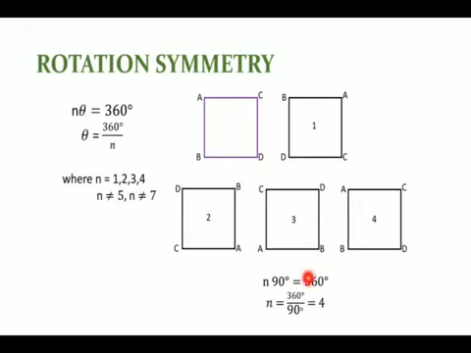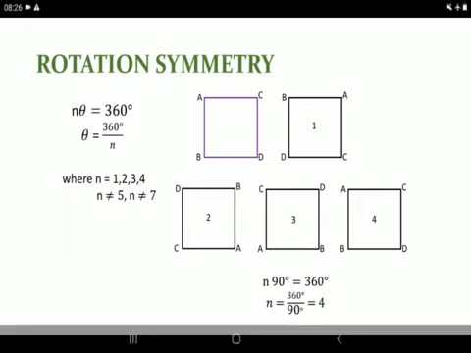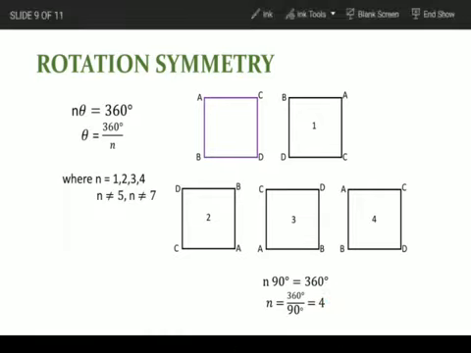So in our example, we have n theta as 90 degrees which is equal to 360 degrees. So n is equal to 360 by 90, which is equal to 4.